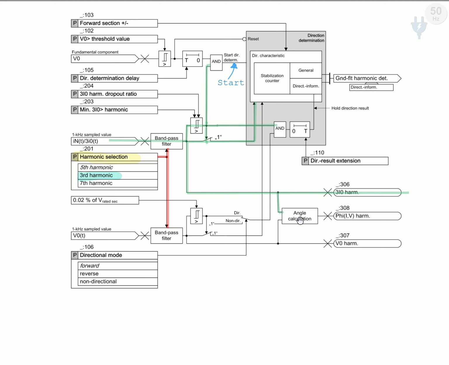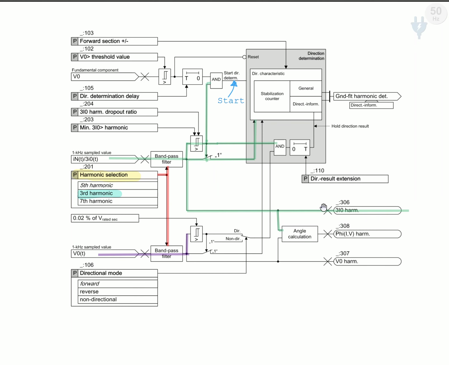For the voltage, the instantaneous values of the zero sequence voltage, sampled at 1 kilohertz, go through a bandpass filter that only allows the third harmonic. This third harmonic goes to the threshold block, and just before going to the threshold, it goes for the angle calculation immediately without passing the threshold value.